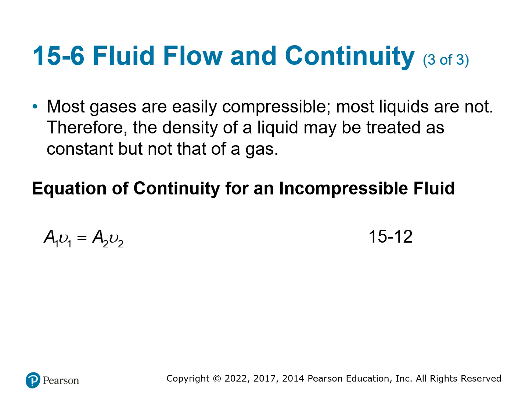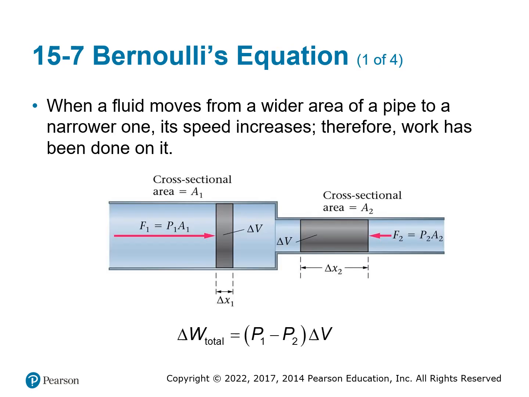So if you have the equation of continuity for an incompressible fluid, which is what most liquids are, cross-sectional area times the velocity at point 1 is equal to the cross-sectional area of point 2 times the velocity at point 2. When you move from a wider area to a narrower one, right, the speed's going to increase. We know the thinner in diameter the pipe is, the higher the velocity is going to be. But because of this, you can also calculate the work. Because this is happening, there is work being done.